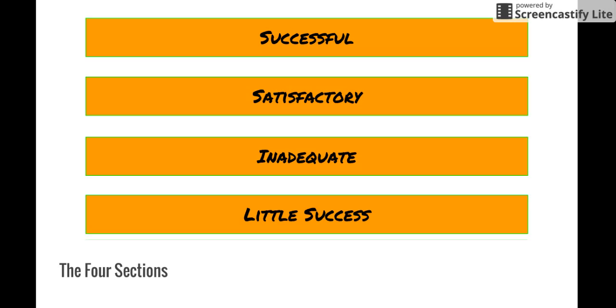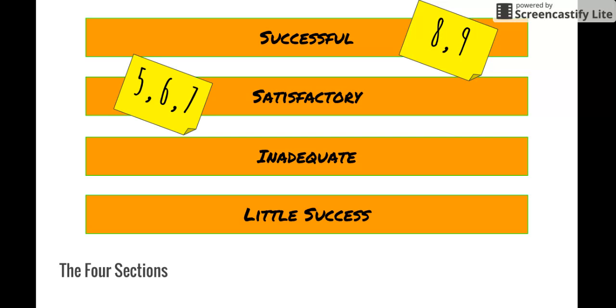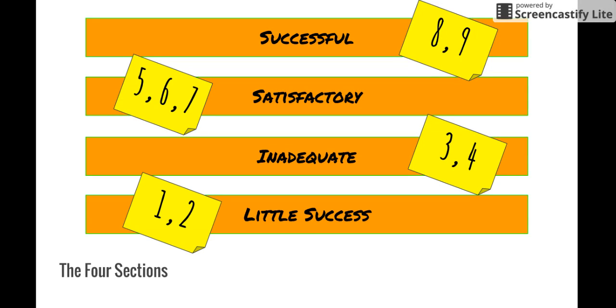Anyway, let's talk about how the 9 levels kind of stack up with my 4 sections. So for successful, that's going to be your 8s and your 9s. Okay, satisfactory, that's going to be your 5s, 6s, and 7s. And inadequate, that's your 3s and 4s. And then down here at little success, you've got your 1s and your 2s.